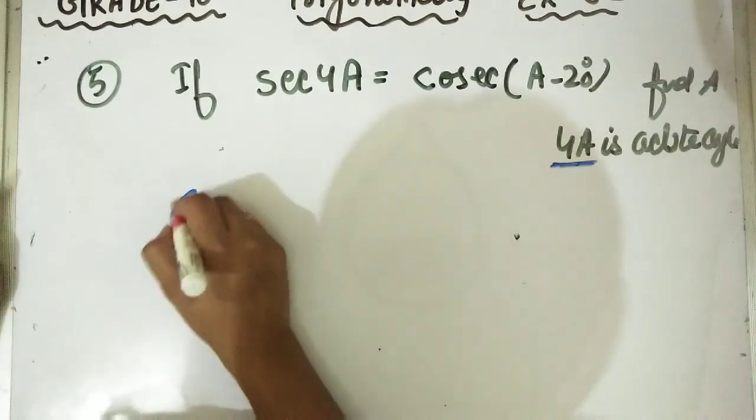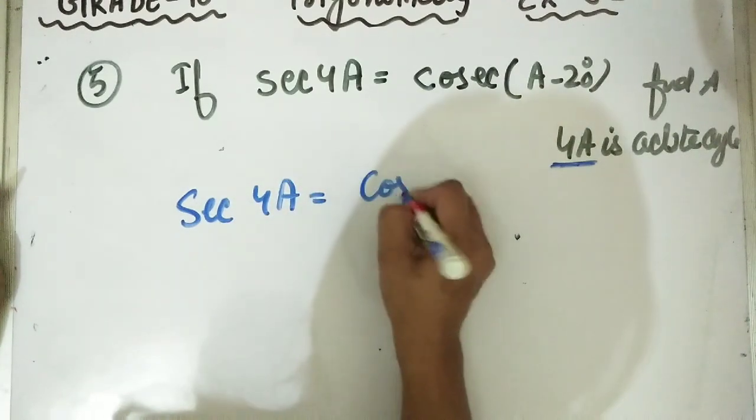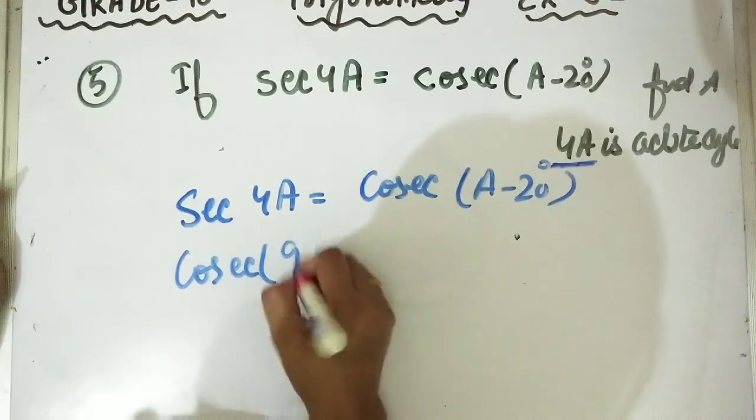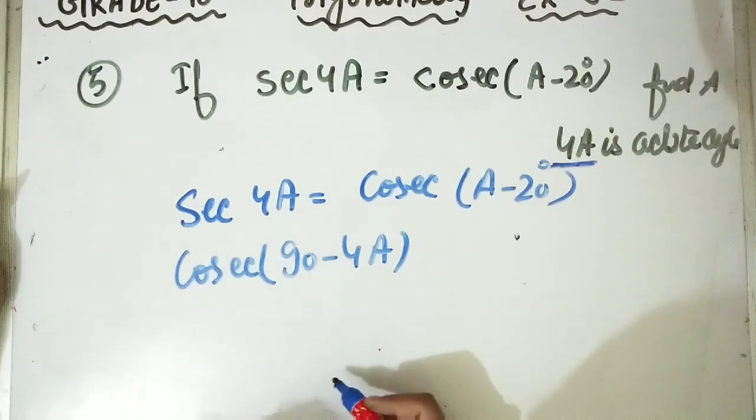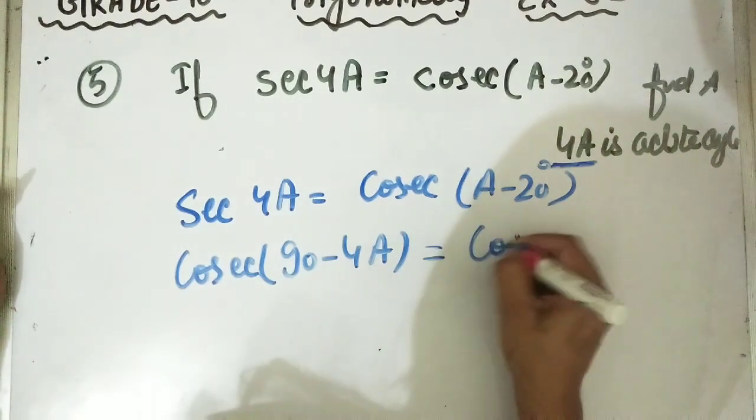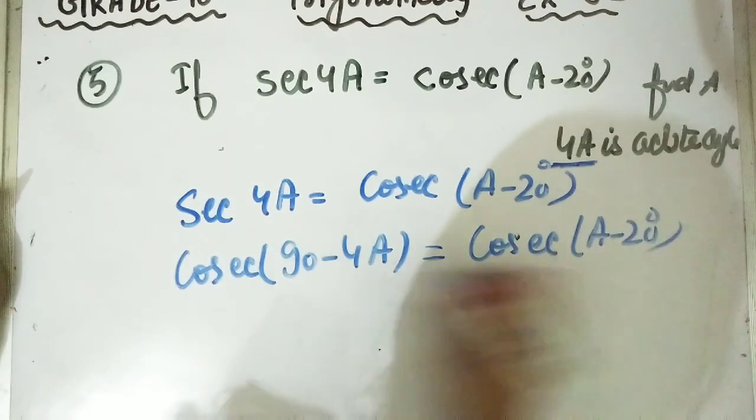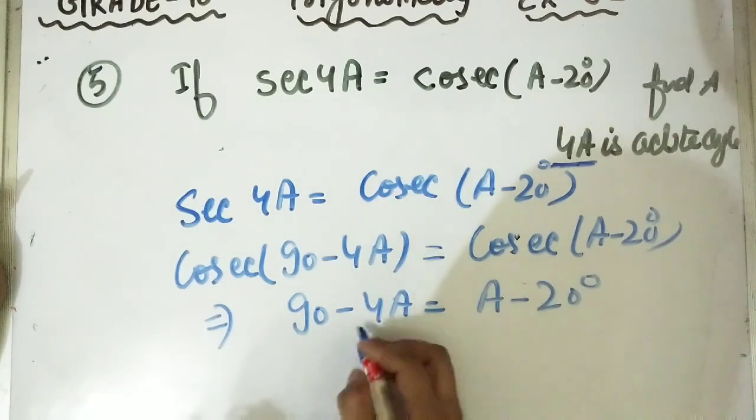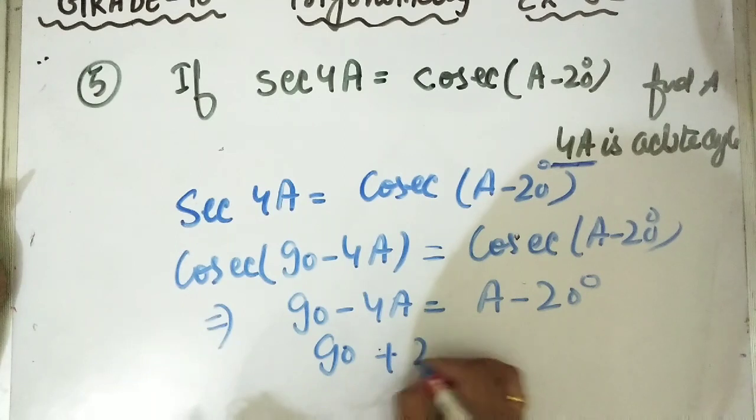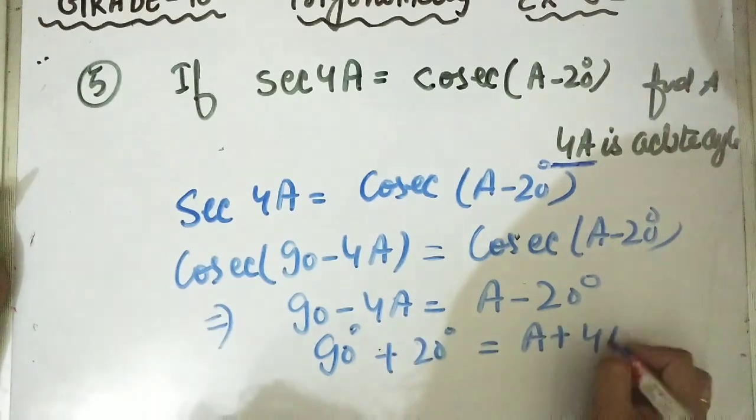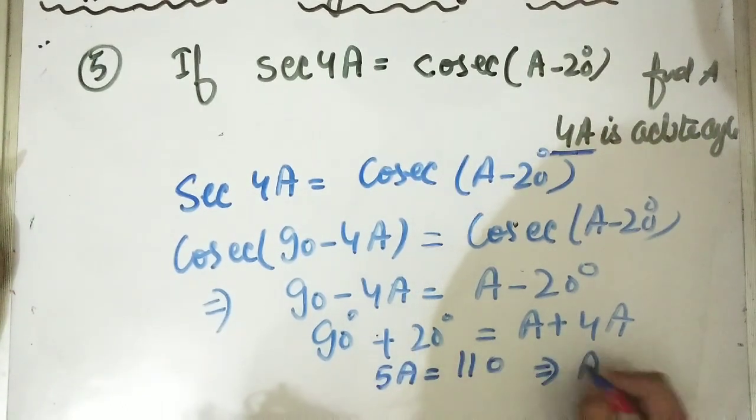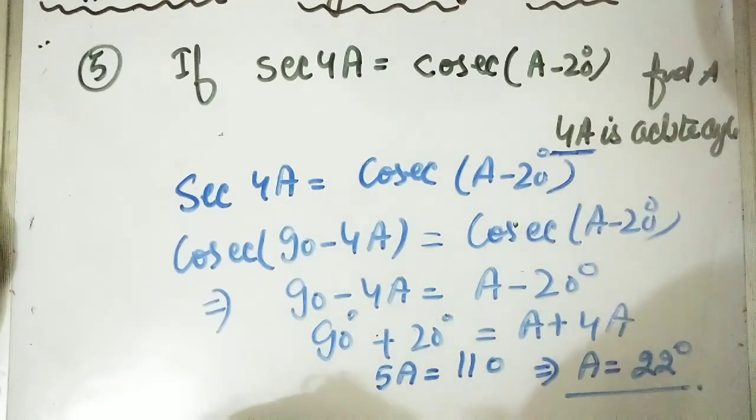So how to find this question? Secant 4a equals cosecant a minus 20 degree. Now students, what will you do? You know that cosecant 90 minus theta is secant theta. Same way as we had done earlier. Cosecant a minus 20. Cosecant will be cancelled out. 90 minus 4a equals a minus 20. Take this 20 on this side. 90 plus 20 degree equals a plus 4a. 5a equals 110. This implies that a equals 22 degree. Answer is 22 degree. Please pause this video and note it down.